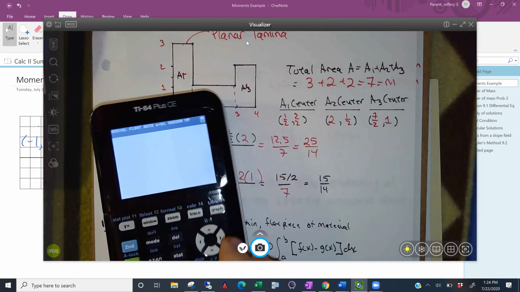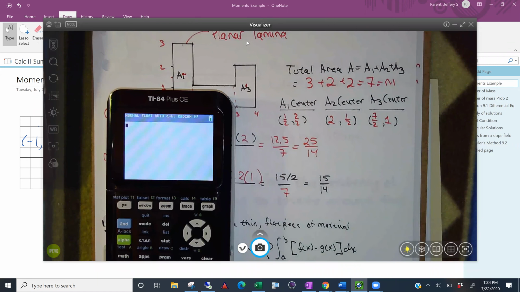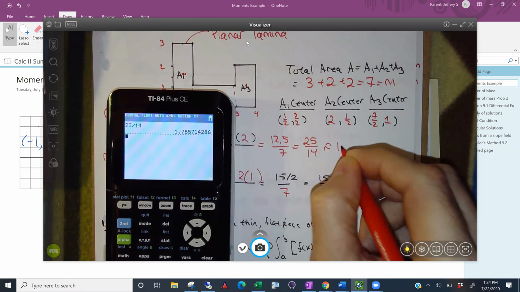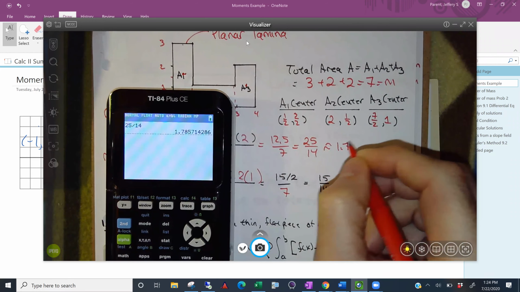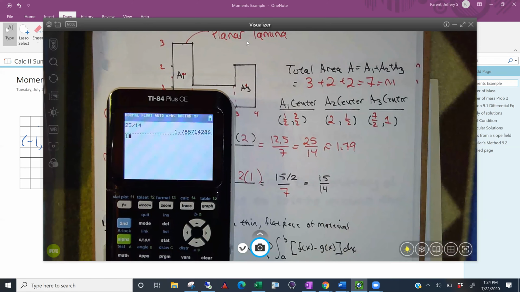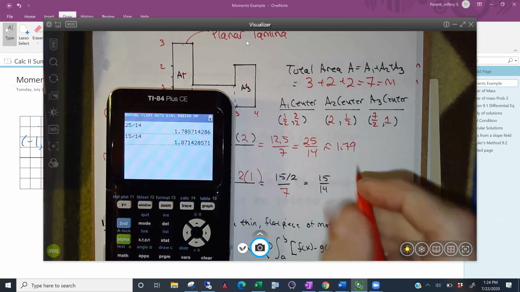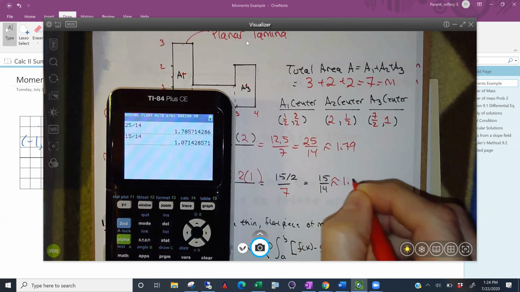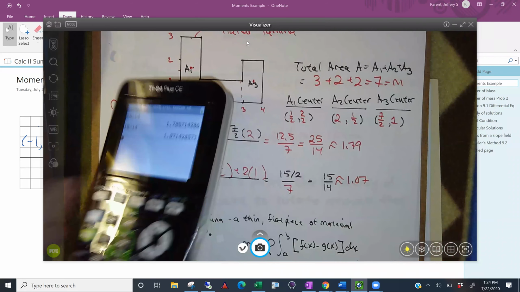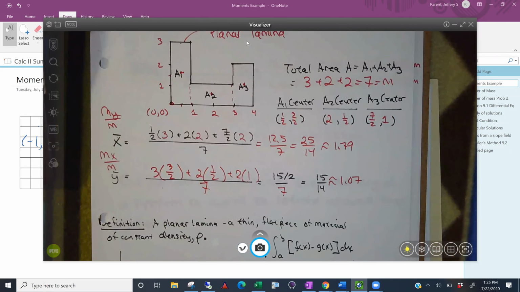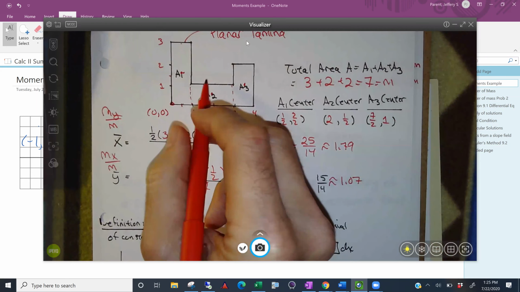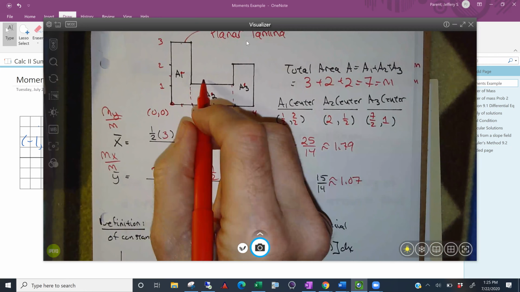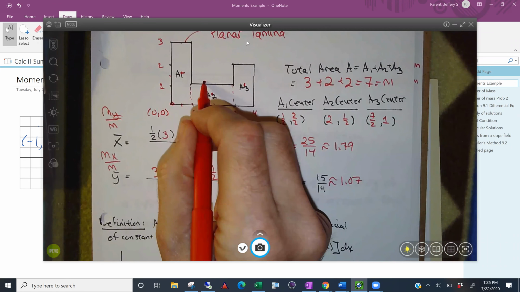Now there is something peculiar about this center point. 25 divided by 14 is about 1.7857, so we'll call it about 1.79. 15 divided by 14 is about 1.07. So we'll call it about 1.8 is about here, and 1.07 is going to be a little bit north of that. So somewhere up here.